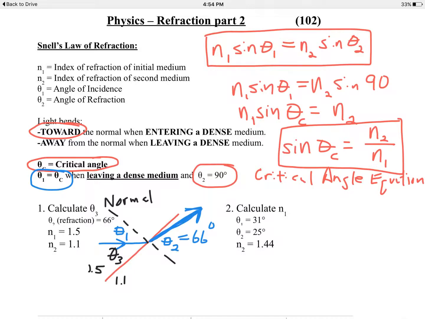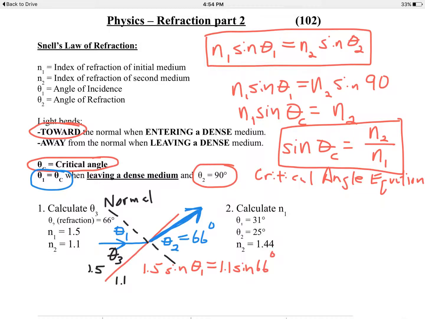So we're going to have n sub 1 sine theta sub 1. I'm plugging into Snell's law here. I'll use red. N sub 1 is 1.5 sine theta sub 1, the material I'm starting in. I don't know what theta sub 1 is quite yet, equals n sub 2, which is 1.1, times the sine of theta sub 2, which is 66 degrees.